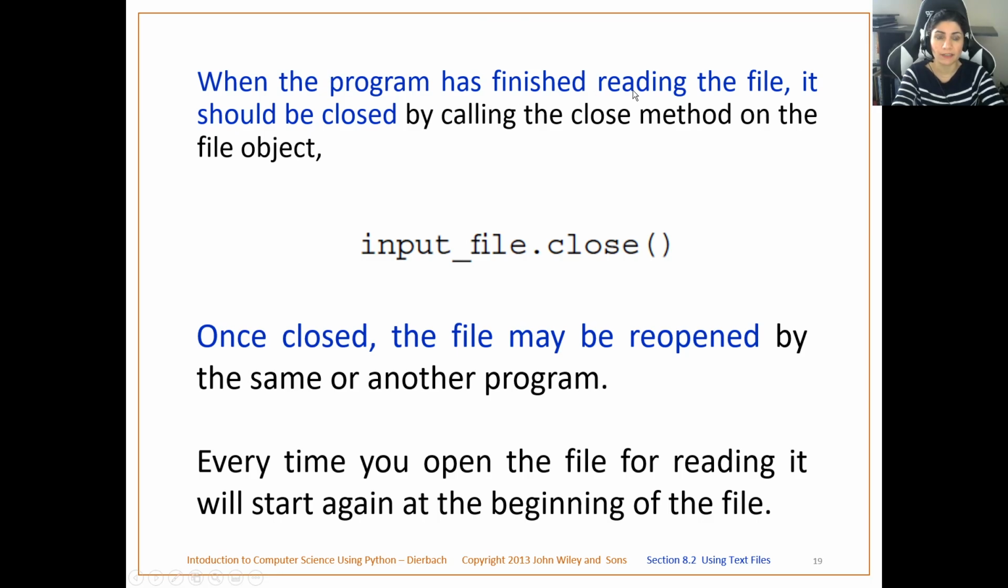And again, when the program has finished reading the file, it should be closed. And you can do that by just simply putting the name of your file object and then period, close, and parentheses. Once closed, the file may be reopened by the same or another program. Every time you open the file for reading, it will start again at the beginning of the file. Okay, and that is very important information, very important thing that you need to understand. So every time that you're closing a file and reopening it, it always starts from the beginning of the file.